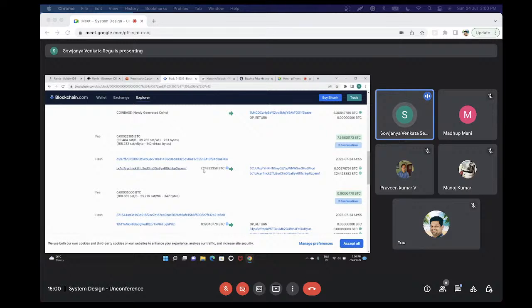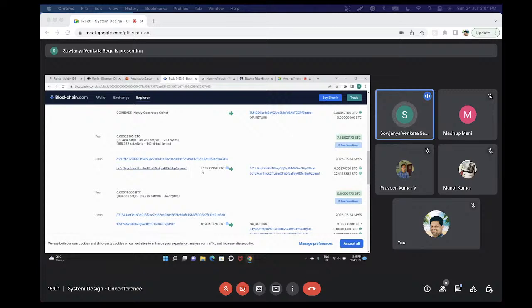If I have a 10 rupees note, I cannot cut the note and give some to one person and keep the other half with me. No. If I have to spend 5 rupees, I give away the 10 rupees note and I get 5 rupees change back. The same way here in Bitcoin.